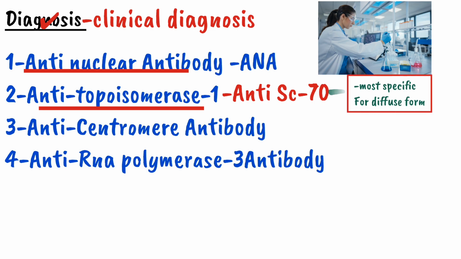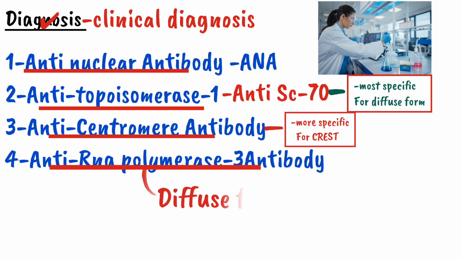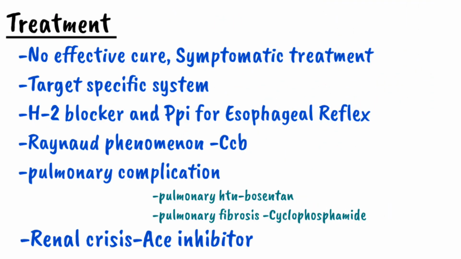We can also perform the anti-centromere antibody which is more specific for the limited form called as a CREST syndrome. The last one is the anti-RNA polymerase 3 antibody. It can also be performed and is specific for the diffuse type, and it is usually elevated in those patients who have a renal involvement. After diagnosis, now come toward the treatment of scleroderma.